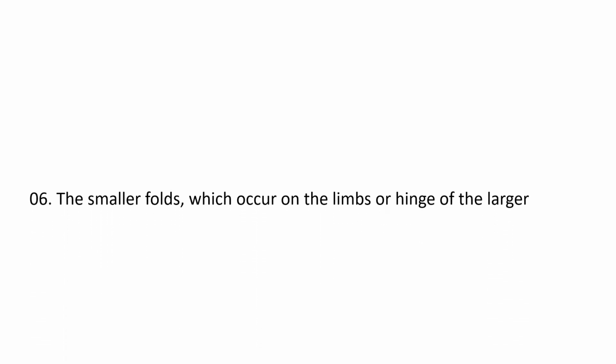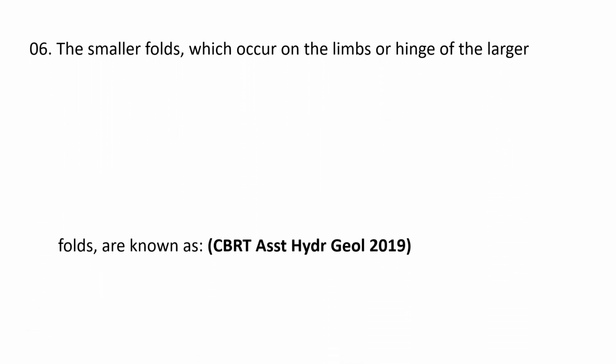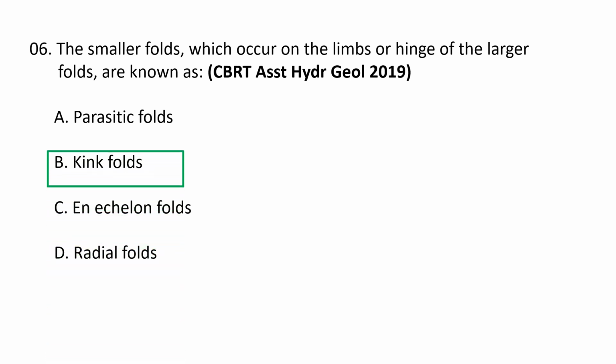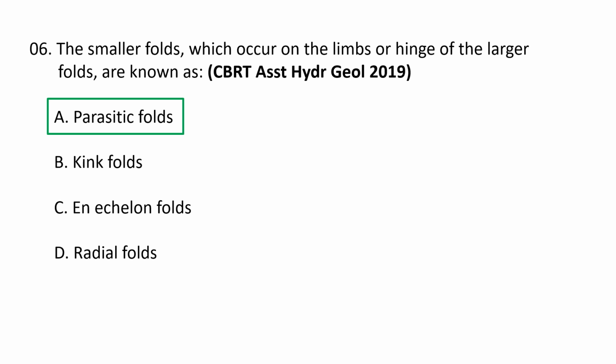Next question. The smaller folds which occur on the limbs or hinge of the larger folds are known as A. Parasitic folds, B. Kink folds, C. En echelon folds, and D. Radial folds. So the correct option is parasitic folds. Parasitic folds are typical structures in multi-layer folds, characterized by a small wavelength, and situated within a fold with larger wavelength. They exhibit a characteristic asymmetry reflecting their structural relationship to the larger scale folds. They occur on the limbs or hinge of larger folds.